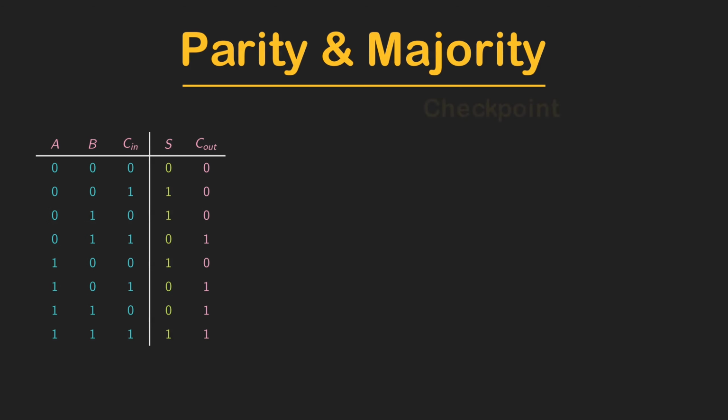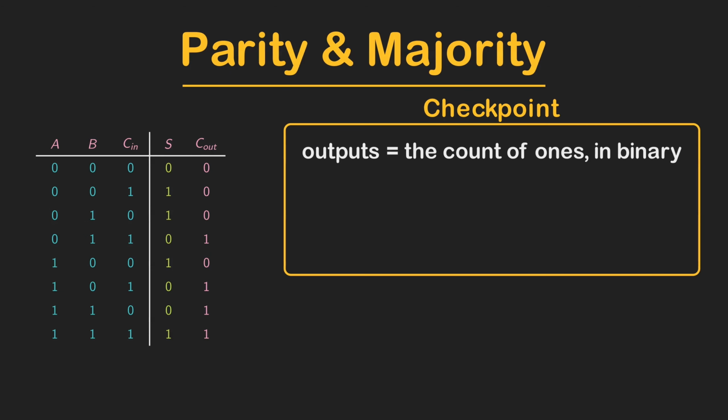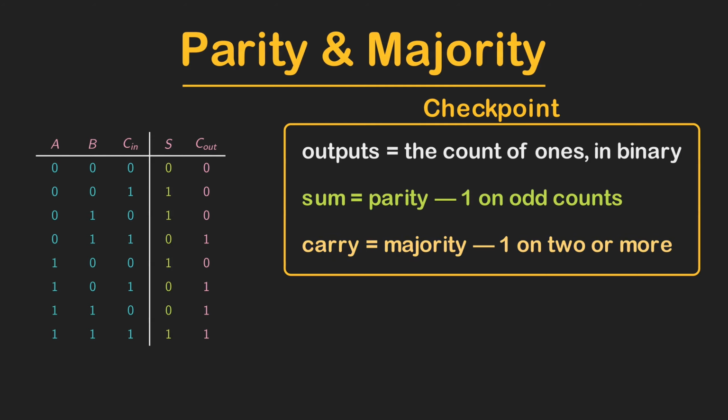Let's protect your memory with a quick checkpoint. 3 facts so far about the full adder. The outputs are the count of ones in binary. The sum detects odd counts. That's parity. That's XOR. And the carry fires on 2 or more. That's majority.